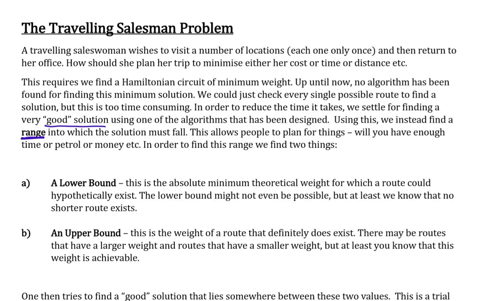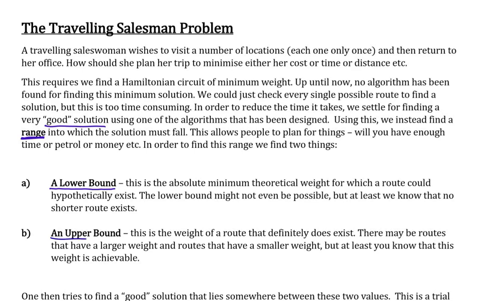What we need to first look at is something called a lower bound. The reason it's called a lower bound and not a minimum is that by definition the word minimum implies that you can achieve it, whereas a lower bound might not actually work. So it's the absolute minimum theoretical weighting for which a route could hypothetically exist. The lower bound might not even be possible, and you'll find in most of the questions we do, there's no way the Hamiltonian circuit would work. But at least we know that there's no shorter route than this one.